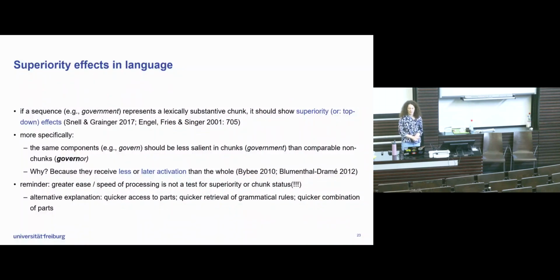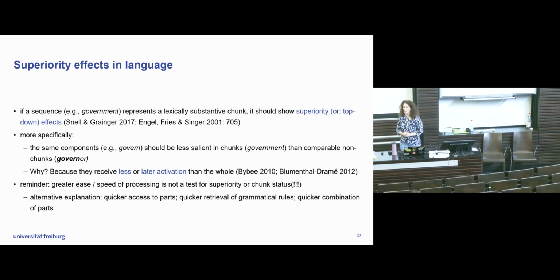I would like to illustrate superiority effects in language by focusing on the word government. Let's assume this bimorphemic word is a chunk. Why should it be a chunk? Well, probably because it's very frequent, okay? Government as a whole is more frequent than govern on its own. The whole is more frequent than the parts are in separation, so that's a likely candidate for something that is holistically stored for frequency reasons.